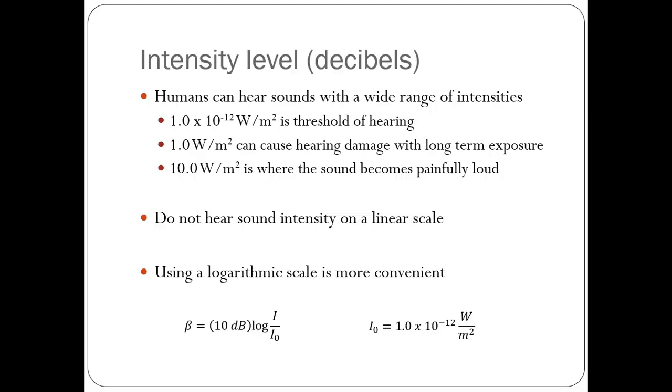The cool thing about sound is that you don't hear intensity on a linear scale. 0.5 watts per meter squared is not half as loud as 1 watt per meter squared. Part of the reason for that is that this intensity scale, this range of values, is so large that it'd be very difficult for you to distinguish between two very soft sounds if you also had to be able to hear very loud sounds without breaking your eardrum, right?